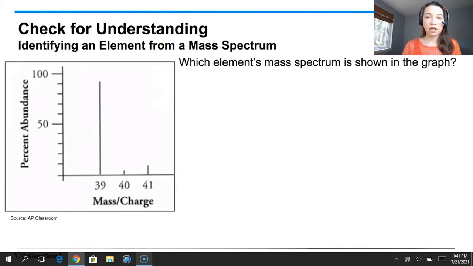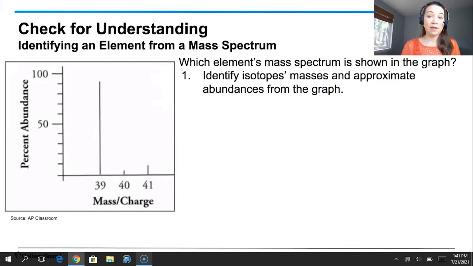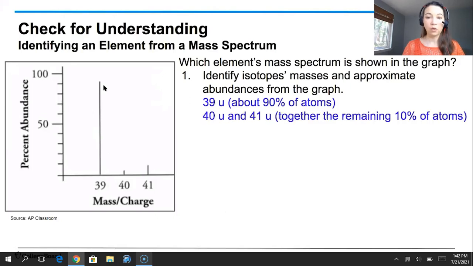All right, so here we're going to try to estimate the average atomic mass, roughly speaking, by looking at the graph. So let me show you how I think about this. 39 atomic mass units is clearly the largest fraction of the atoms here. It looks like it's a little bit more than 90%, so about 90%. And then we have two other isotopes, 40 and 41, that are a much, much smaller fraction of the atoms of this element. And together, they're going to be about the remaining 10% of atoms.